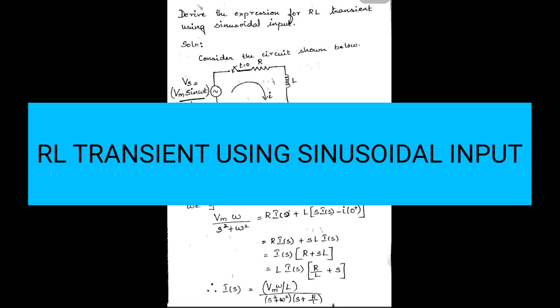Omega. Now we will discuss RL transient using sinusoidal input. Consider the RL circuit which is being supplied with the sinusoidal input Vs equal to Vm sin omega t. At time t equal to 0, the switch is closed.